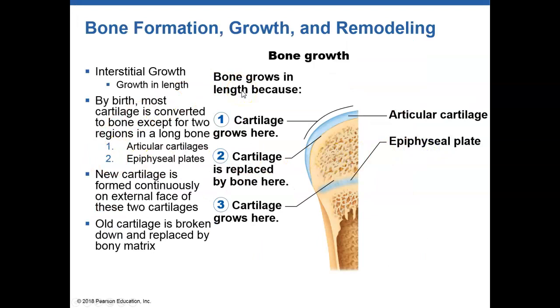So interstitial growth is growth in length. And in general, by birth, all of the cartilage is converted to bone, except for at the articular region, so at the ends of our long bones, and at the epiphyseal plate. So we're constantly forming new cartilage at the epiphyseal plate, and old cartilage is being replaced by bone. And so as the new cartilage grows, old cartilage gets broken down and bone replaces it. And this is how we grow in length until the bone overtakes the cartilage, and then we just stop growing in length. That's when we hit our adult height.